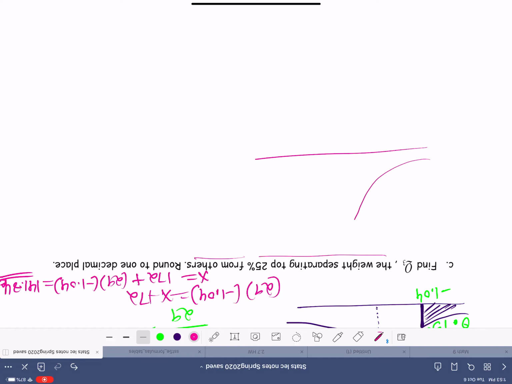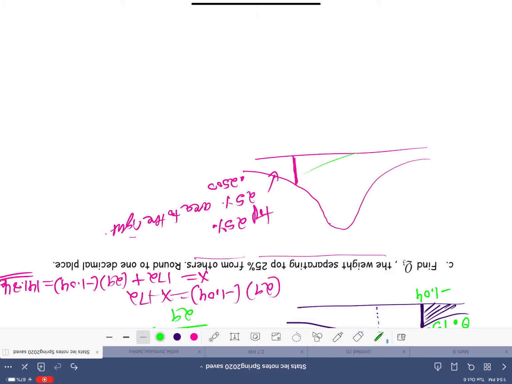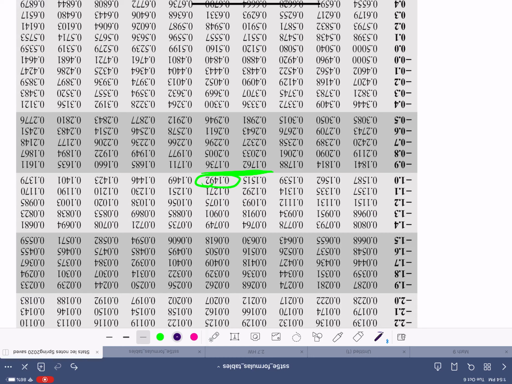Okay, the top 25%, I already know that top 25% is probably here. So top 25% means 25% area to the right. 25% is the same thing as 0.2500. If it's got 25% area to the right, how much area would I have to the left? That would be 0.7500. Why am I thinking about area to the left? Because my table does not understand area to the right. It only understands area to the left. So I'm going to follow with the area to the left. So let's go ahead and look for 0.7500.